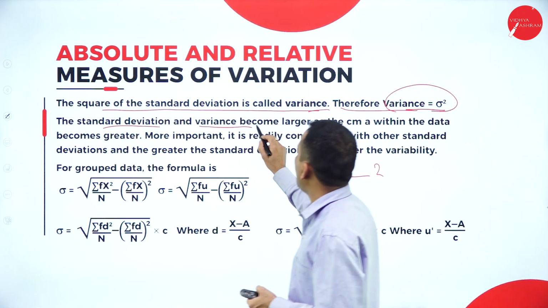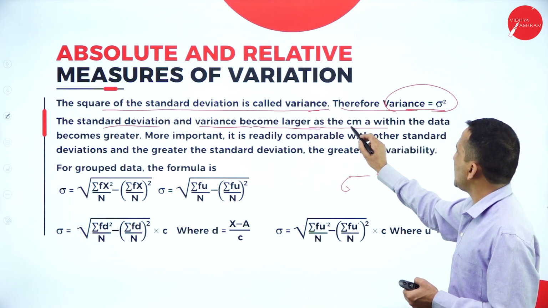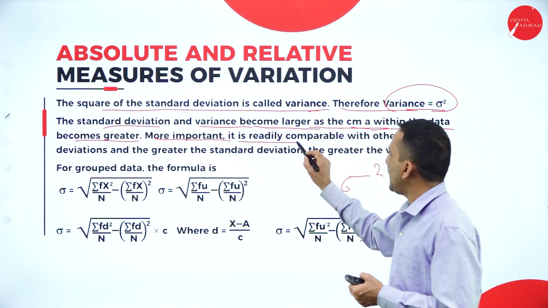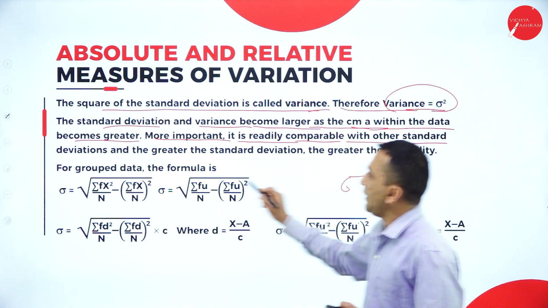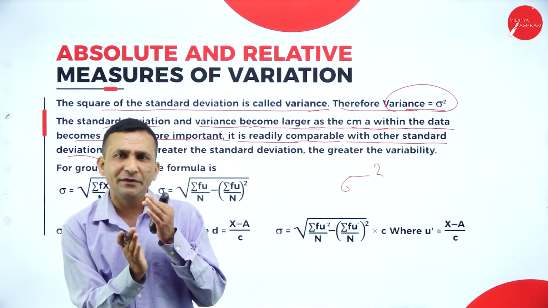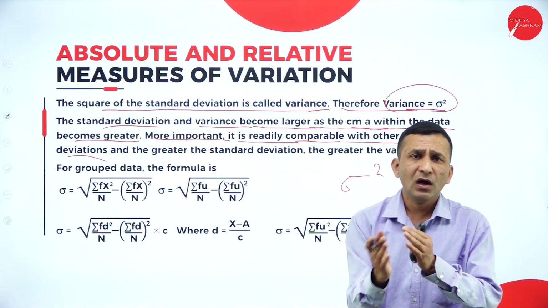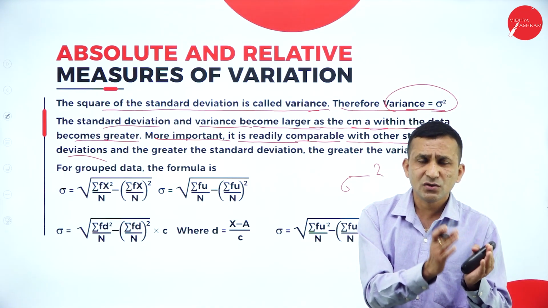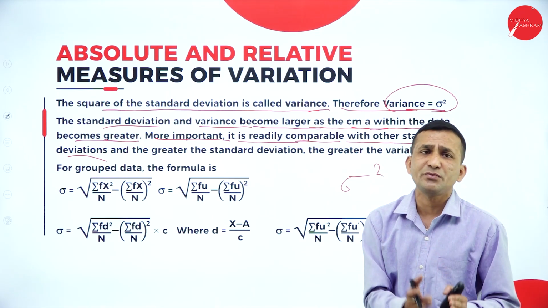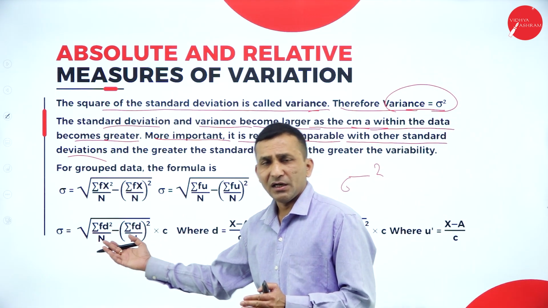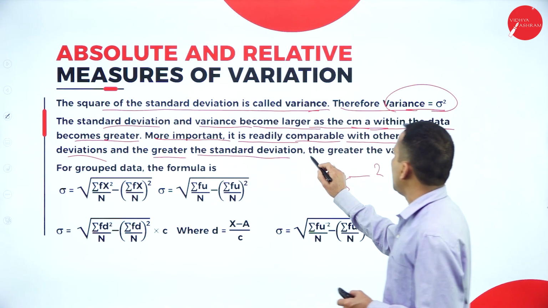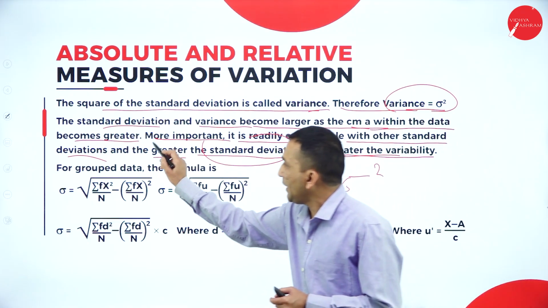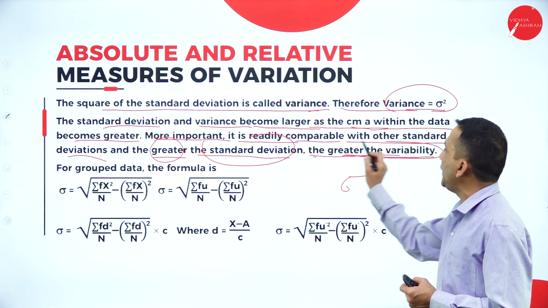The standard deviation and variance become larger as the variation within the data becomes greater. More importantly, it is readily comparable with other standard deviations, because when you compare team 1 and team 2, or group A and group B, or specific players like cricket players, you are able to identify each deviation. That is why it is a popular technique. And the greater the standard deviation, the greater the variability. If after calculating you get a greater standard deviation, that means you are finding greater variability.